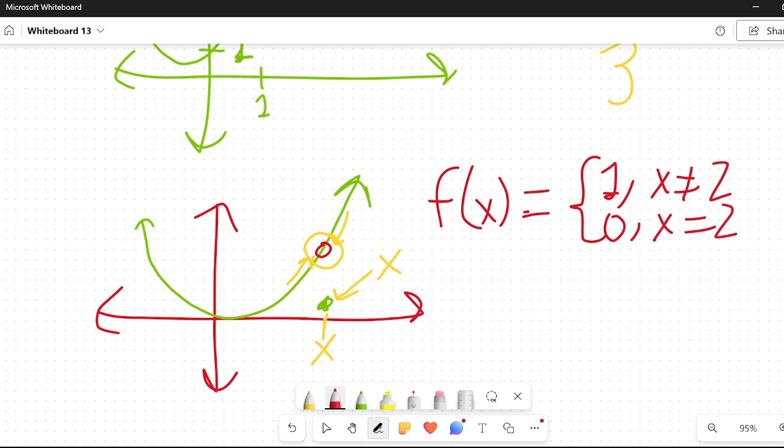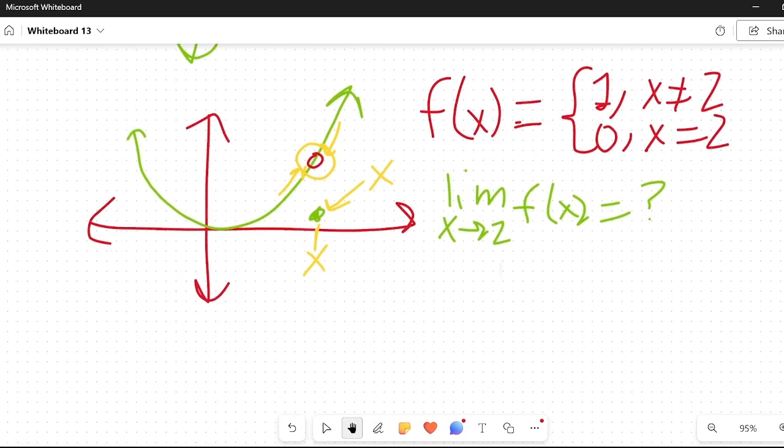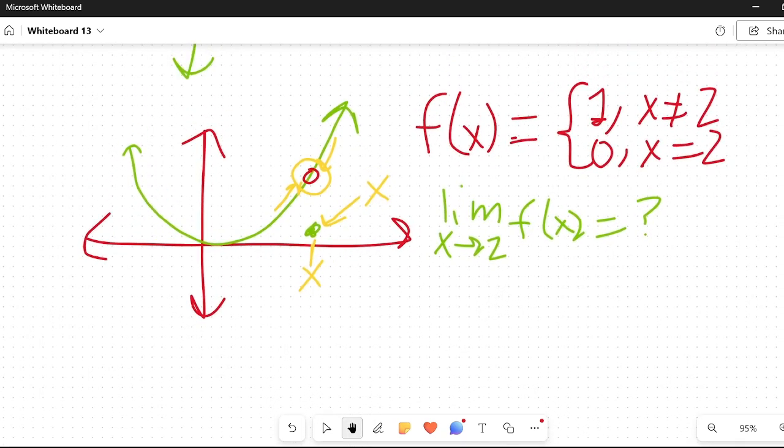And then let's say we're trying to evaluate the limit as x approaches 2 of f of x. What is this equal to? In this case, we'll take the same approach. We'll say, okay, what do the values get close to as they approach 2 but not equal to 2?